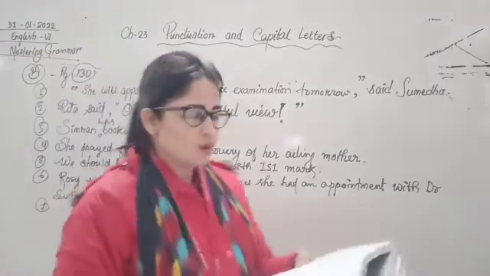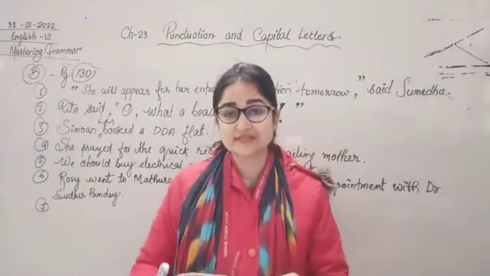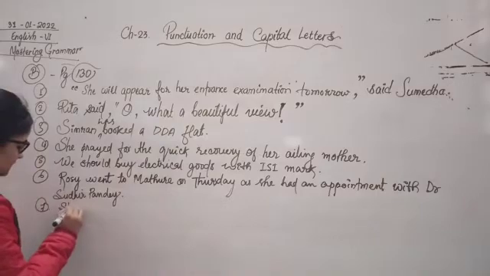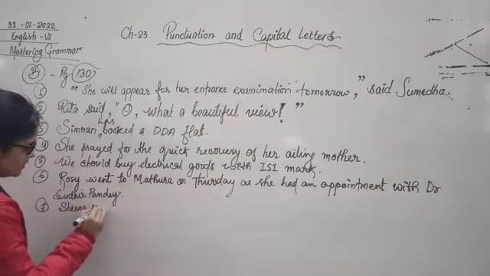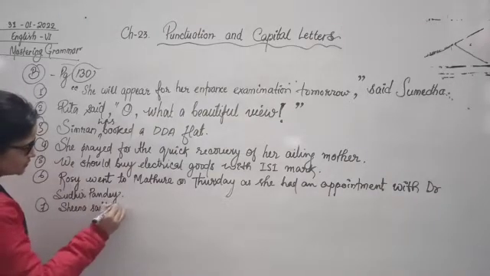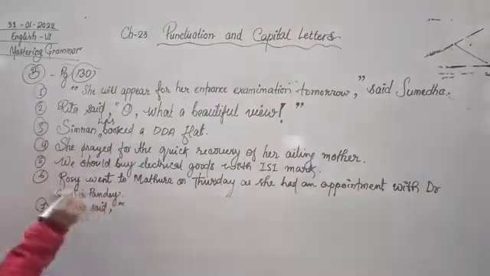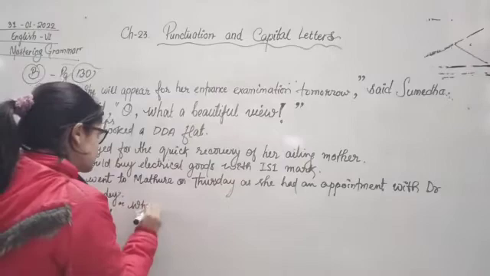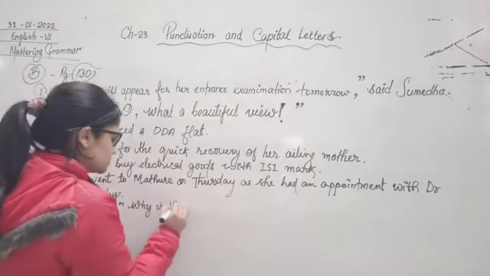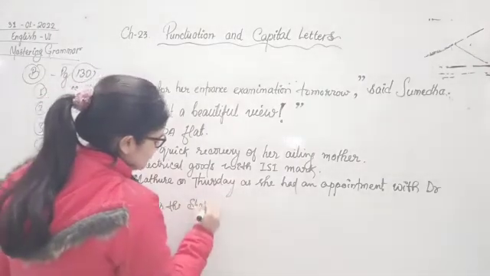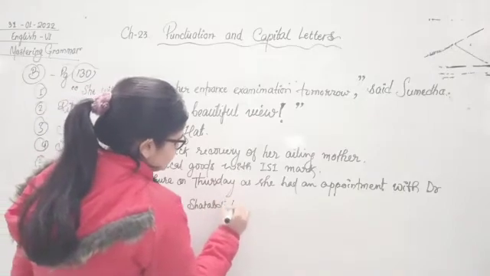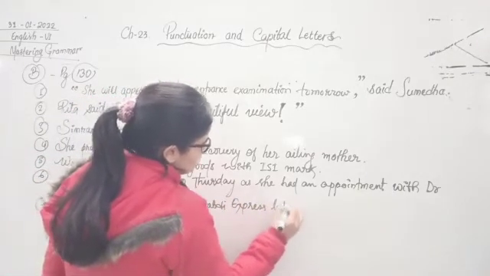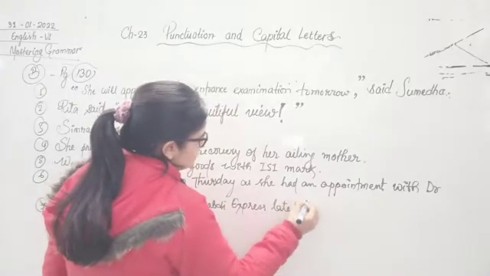Number 7. Sheena said, why is the Shatabdi Express late? So this is also direct speech. Sheena, S will be capital. Sheena said, comma, then quotations open, inverted commas. Then why is the Shatabdi, S capital, Shatabdi Express, E capital, late? Question mark. And then you close the quotation.